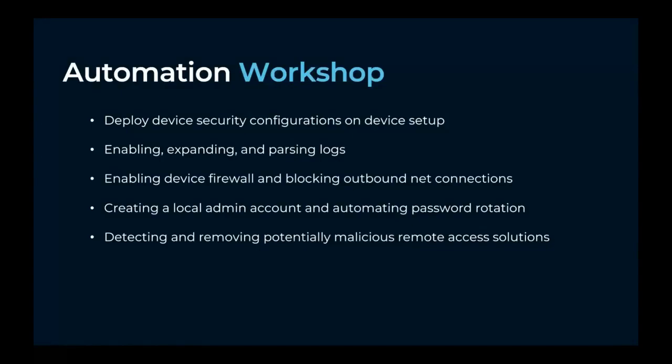These will be step-by-step approaches to these 5 device hardening things that you may want to do in a tool like Ninja. So deploying device security configurations on device setup, enabling, expanding, and parsing logs, enabling device firewall and blocking outbound net connections, creating a local admin account and automating password rotation, and then detecting and removing potentially malicious remote access solutions. There's a high-level description of the 5 things we're going to go over, but from here on out, we can hand it off to Jeff, and you can see it live.